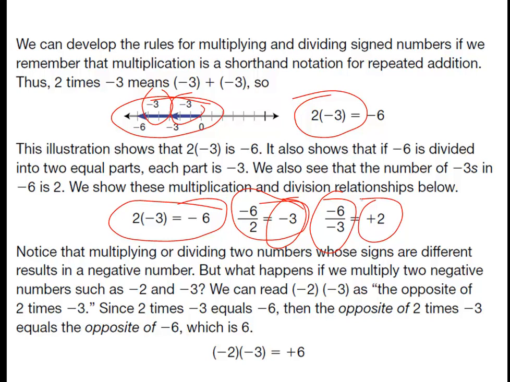So what happens if we multiply two negative numbers together, such as negative 2 and negative 3? Well, we can read negative 2 times negative 3 as the opposite of 2 times negative 3. Since 2 times negative 3 equals negative 6, then the opposite of 2 times negative 3 equals 6. So when we multiply two positives, or two negatives, together, the answer is positive.